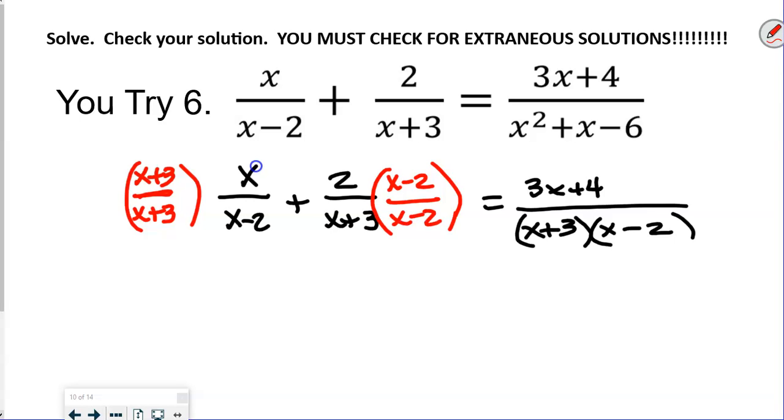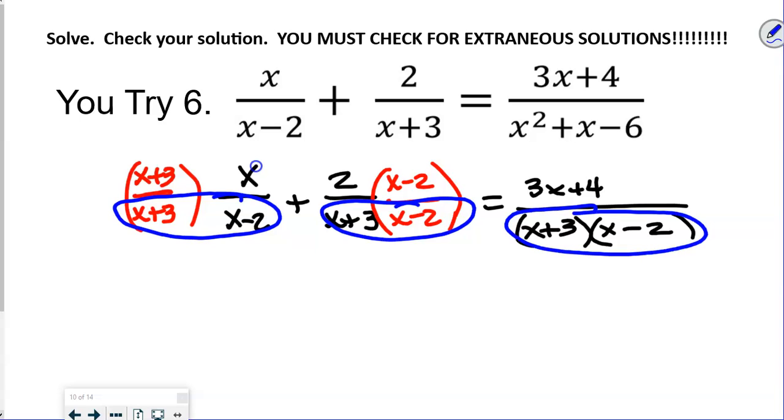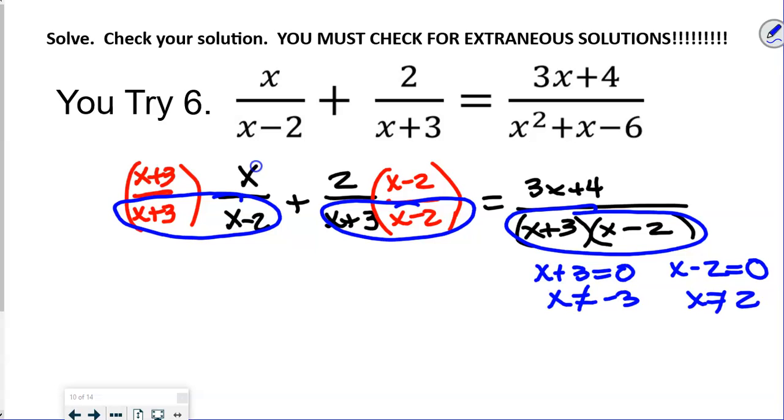So now notice we have a common denominator everywhere. So this is the same as this and this. I want to also bring to y'all's attention that at this point I could say what our excluded values are, because I could say x plus 3 equals 0, so x cannot equal -3. X minus 2 equals 0, so x cannot equal 2, right? So those are going to be our excluded values, which would mean if we get one of those for our answers, then that's going to be the extraneous solutions.